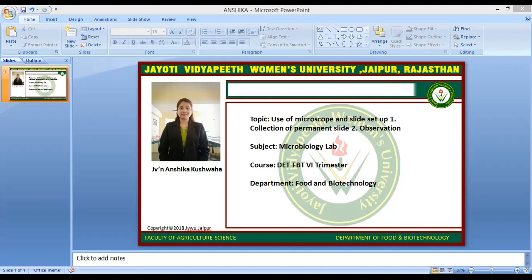Only the light which is reflected by the specimen enters the objective lens, whereas the unreflected light does not enter the objective. So what are the applications? Dark field microscope is used to identify living unstained cells and thin bacteria like spirochetes, which cannot be seen by the light microscope. Next is phase contrast microscope.